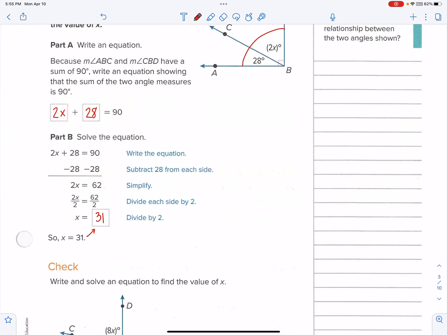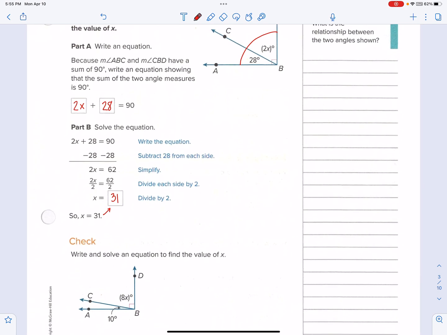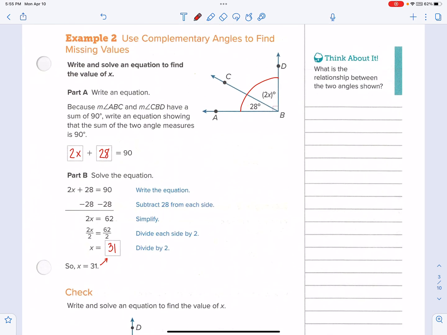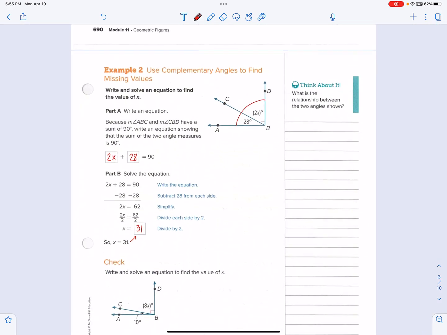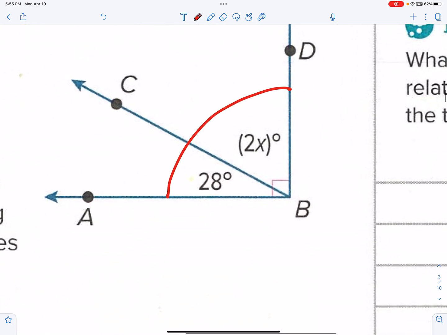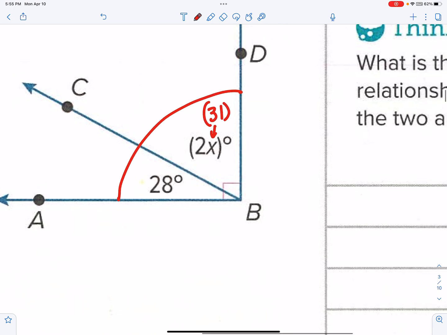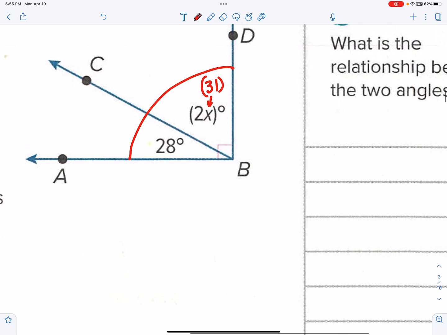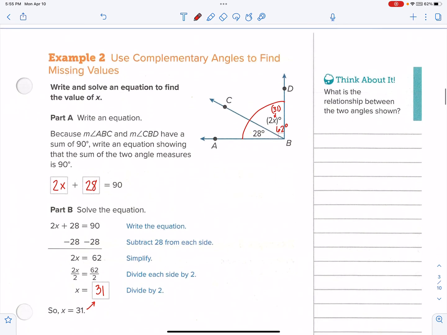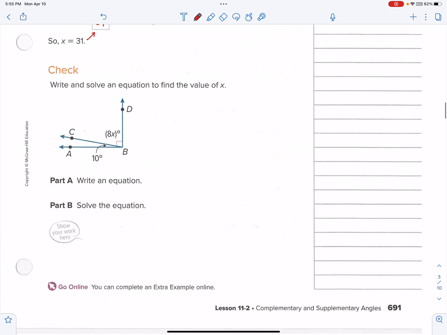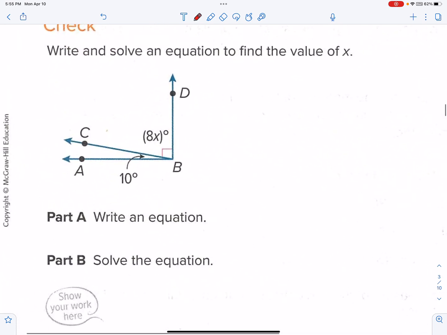Now, that's, again, just what x equals. So we need to actually plug the 31 in to x. And we have 2 times 31 is 62 degrees. If you add 62 plus 28, we do get 90. And so that is a reasonable and correct answer. All right, let's try this one on your own.